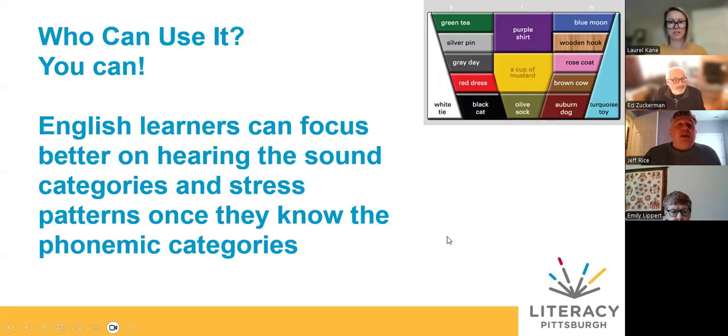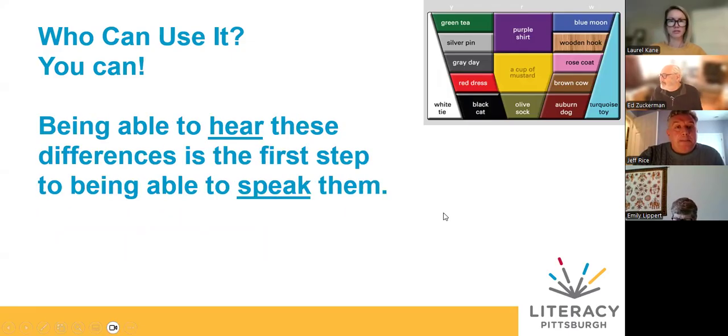All right. So English learners can focus better on hearing the sound categories and stress patterns once they know the phonemic categories, right? Once they know what categories are used in English. Because a lot of times with pronunciation, not hearing the difference is what leads to not being able to pronounce the sound. The first step is being able to hear and distinguish the sounds, and the color vowel chart really helps you and your learners to do that. Being able to hear these differences is the first step to being able to speak them.